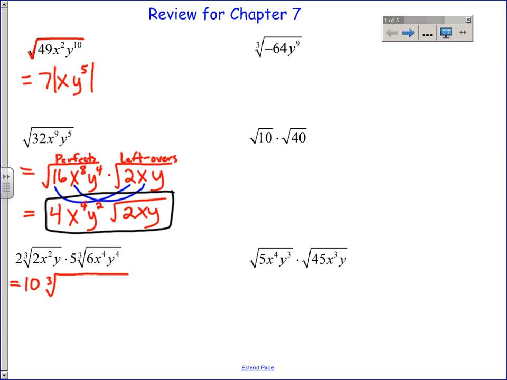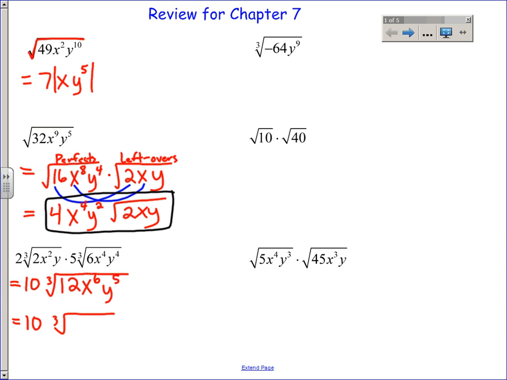So we have 2 times 6, which is 12. We have x squared times x to the fourth. And remember, we add exponents, so that would be x to the sixth. Y times y to the fourth would be y to the fifth. Now on the next step, we're going to split into perfects and leftovers. The 10 is already perfect, not under a radical. It's all been dealt with, so it just stays out there all by itself.